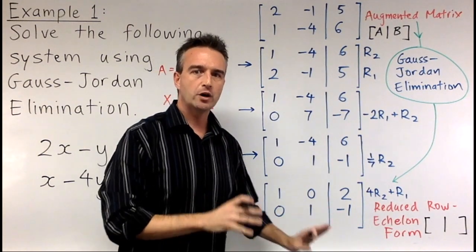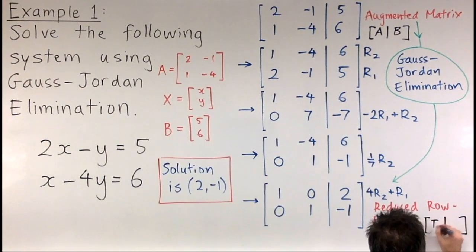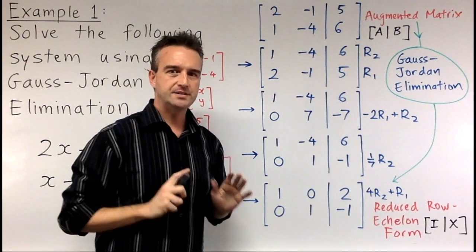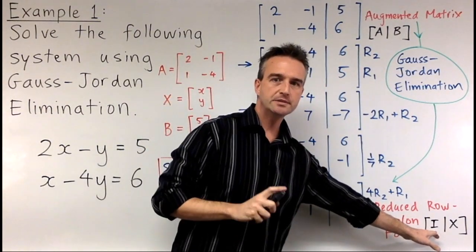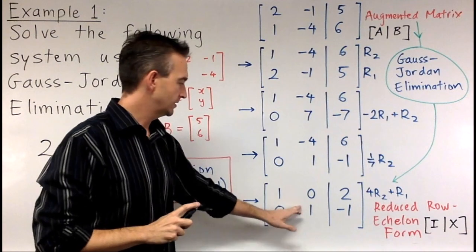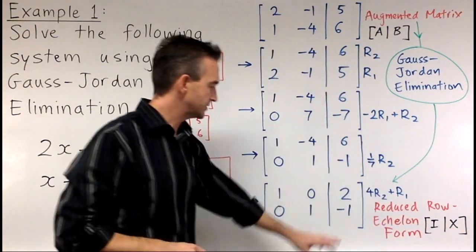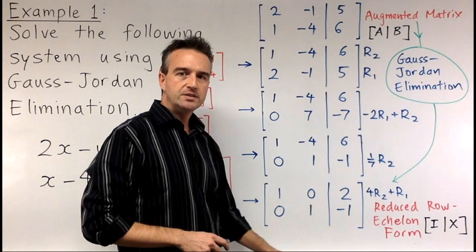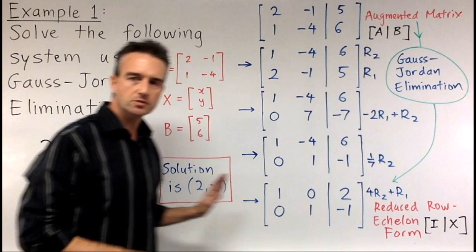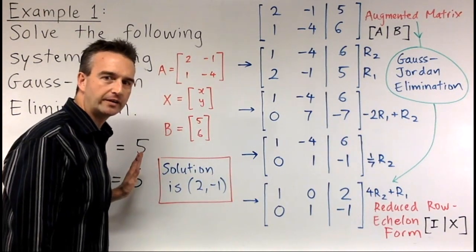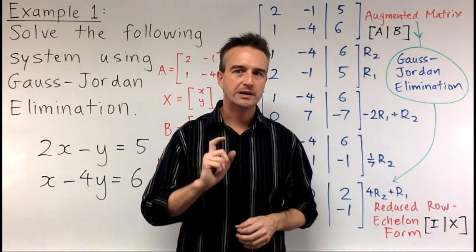Another way to describe the reduced row echelon form is like this. Does that make sense? The left side of the reduced row echelon form is simply the identity matrix, right here. And the right side is simply the matrix of variables, given by this. So when written in reduced row echelon form, we can simply read off the solutions, the values for x and y. So there you have it, everyone, Gauss-Jordan elimination for a 2x2 system.